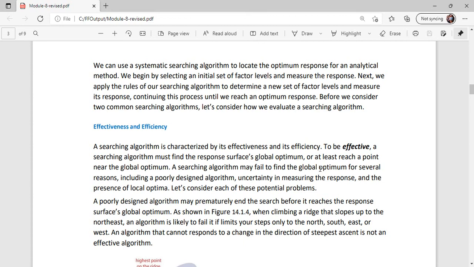A searching algorithm is characterized by its effectiveness and its efficiency. To be effective, a searching algorithm must find the response surface's global optimum, or at least reach a point near the global optimum. A searching algorithm may fail to find the global optimum for several reasons, including a poorly designed algorithm, uncertainty in measuring the response, and the presence of local optima. Let us consider each of these potential problems.